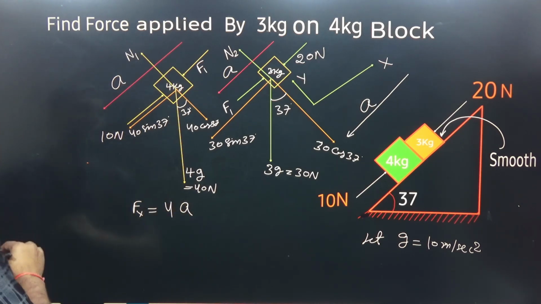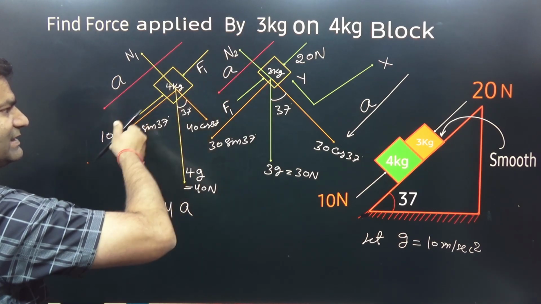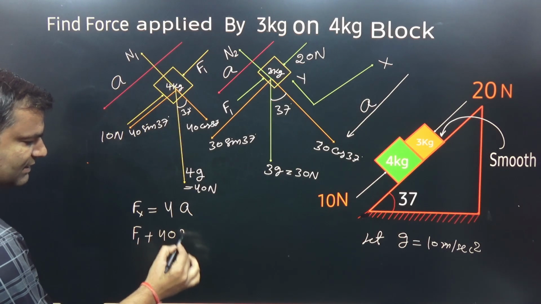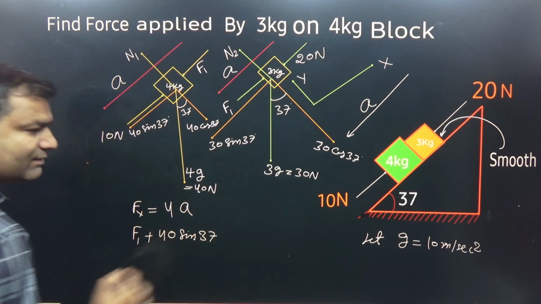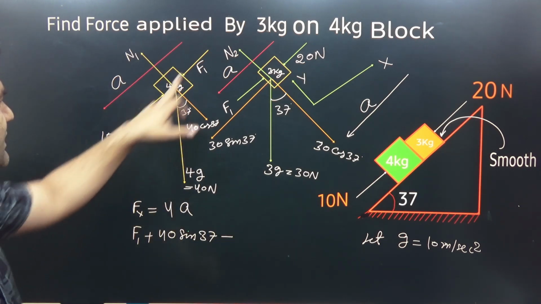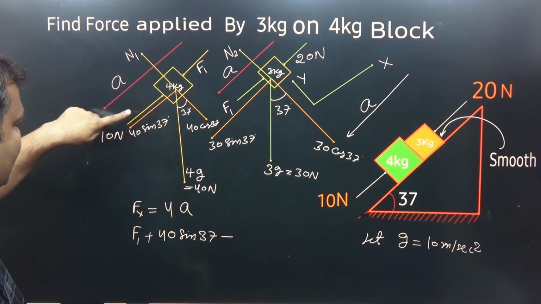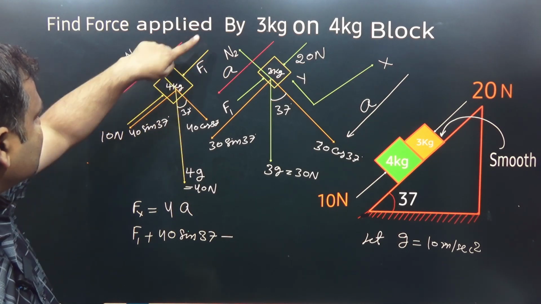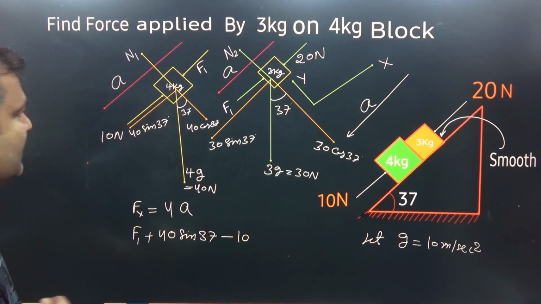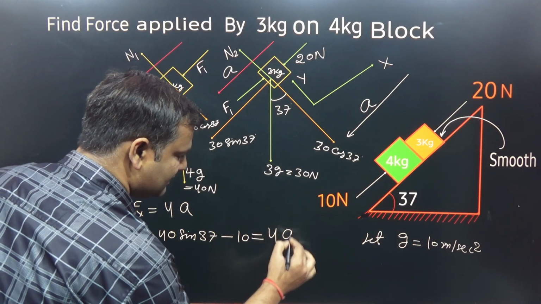Very clear? So Fx is how much? The force in this direction is F1 plus 40 sin 37. Minus, these two forces are downward, and that one is in the opposite direction, so this one is written minus 10. This will be equal to mass into acceleration. Mass is 4, into acceleration A. So equation number 1.